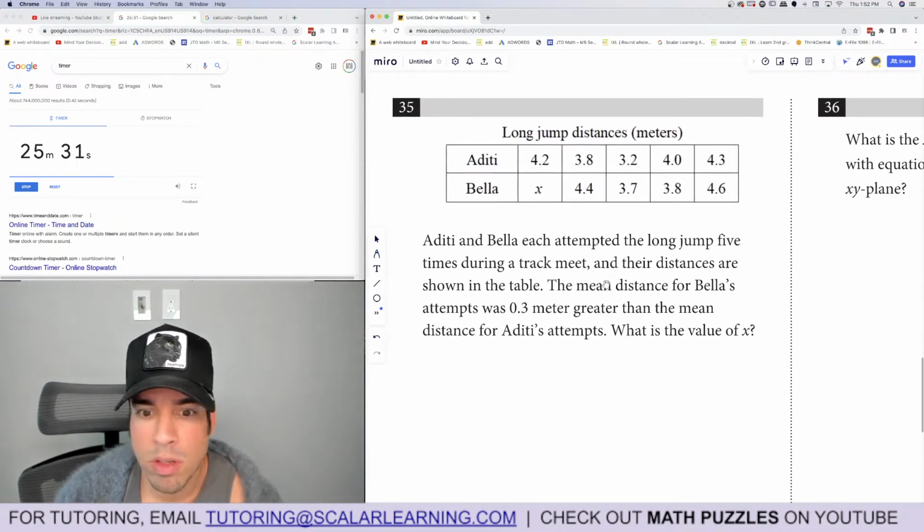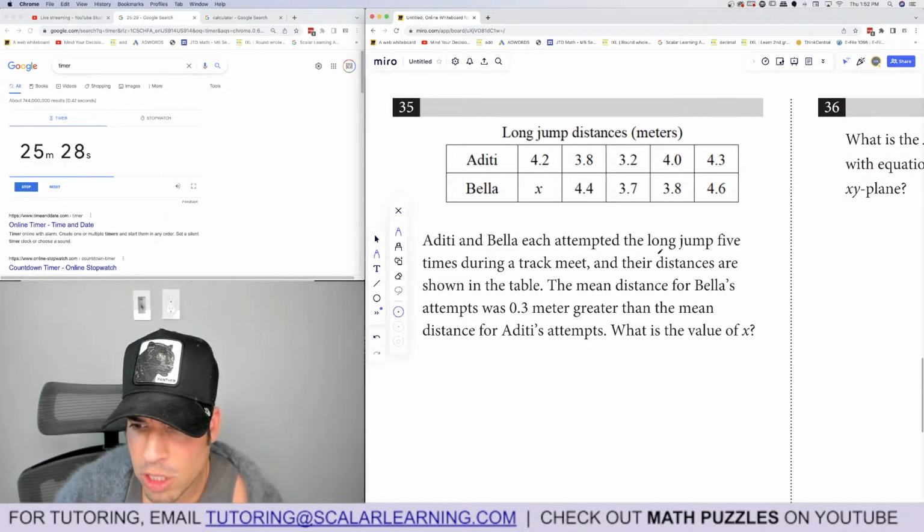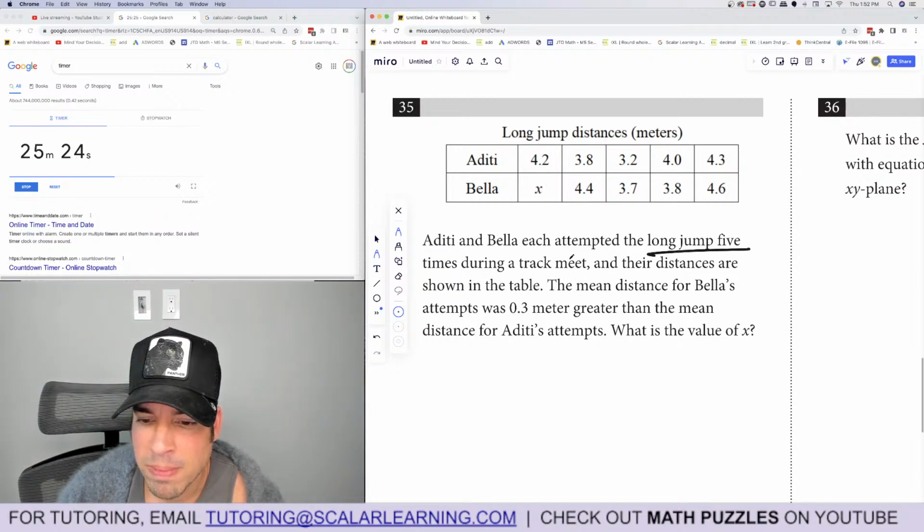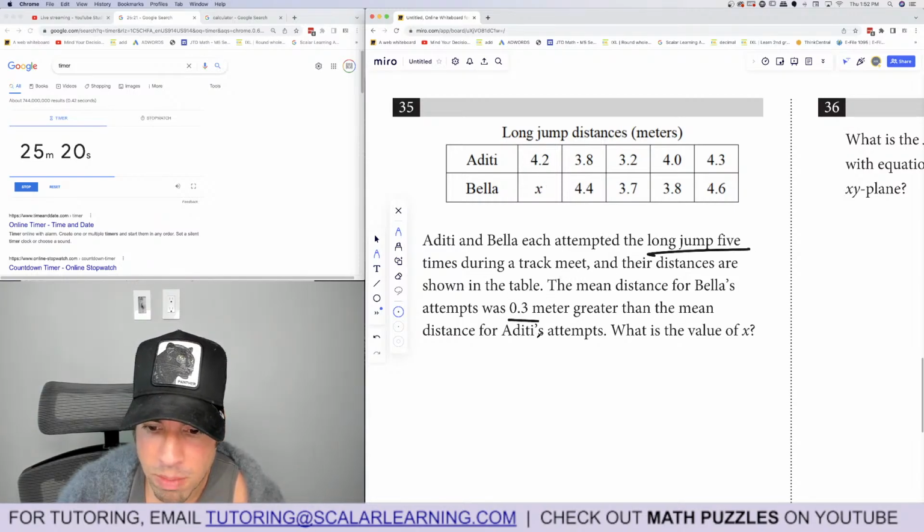Here we go. Aditi and Bella each attempted the long jump 5 times during a track meet, and their distances are shown in the table. The mean distance for Bella's attempts was 0.3 greater than the mean for Aditi's. What is the value of x? Mean for Aditi.